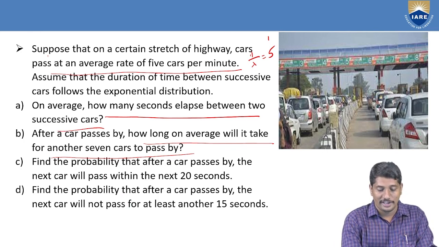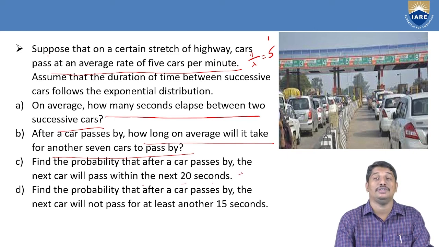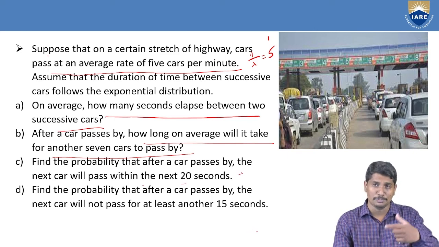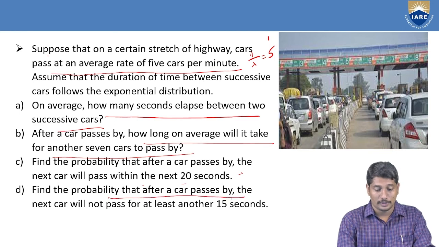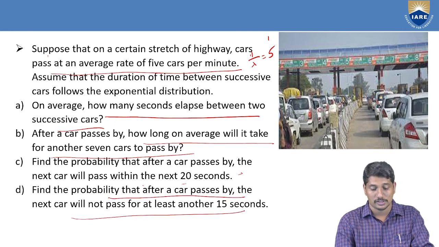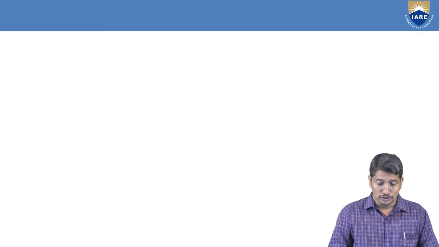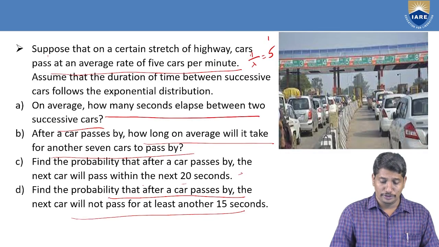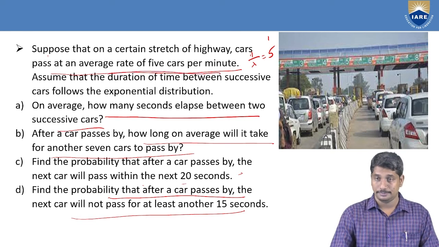And find the probability that after a car passes by, the next car will pass within the next 20 seconds. What is the probability that within 20 seconds there will be another car passing? Find the probability that after a car passes by, the next car will not pass for at least another 50 seconds. So, if you take the question, the average rate is 5 cars per minute.